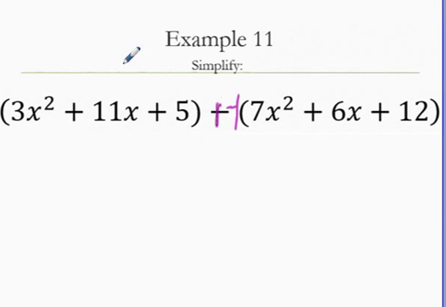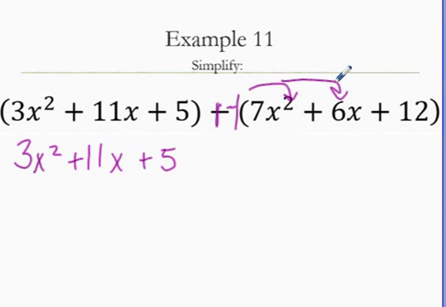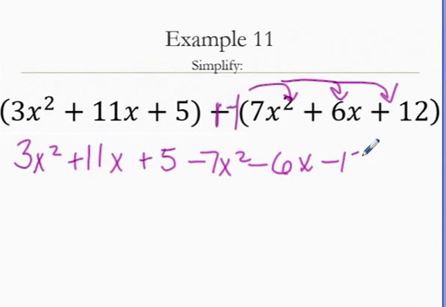I can bring down this whole polynomial because there was nothing to do there. But when I get to the second polynomial, I'm going to go ahead and distribute this -1 to every term in the second polynomial. So that's going to make my positive 7x squared a negative 7x squared. Then I get a negative 6x, and finally a negative 12. Again, that came from this minus sign, which I'm going to make a -1 that we distribute.